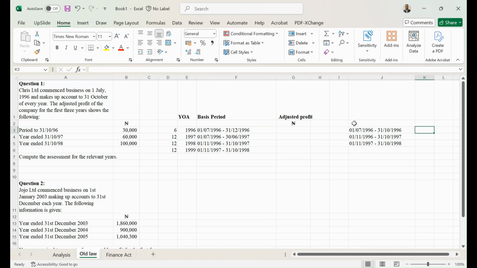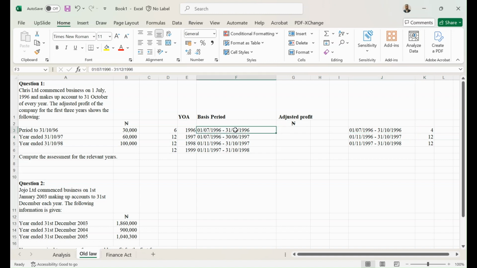So the number of months in this first basis period is going to be July, August, September, October. This is a 4 month period, right? The other ones are 12 months, 12 months. So still on the old law, the point now is we want to determine where we can see these dates in our question. Obviously the first basis period is 6 months, and the first period from the question is 4 months. So it means that there are other months that are in the next dates.